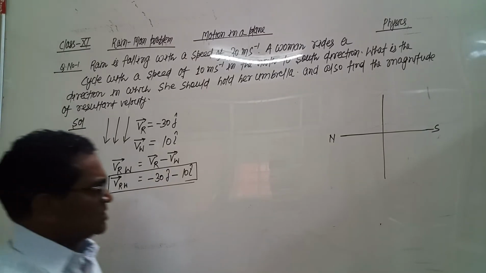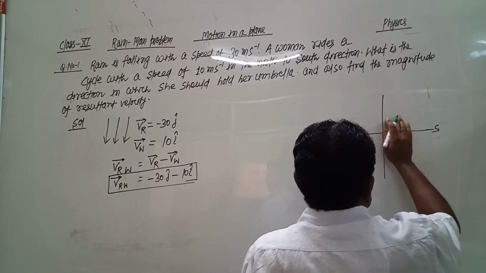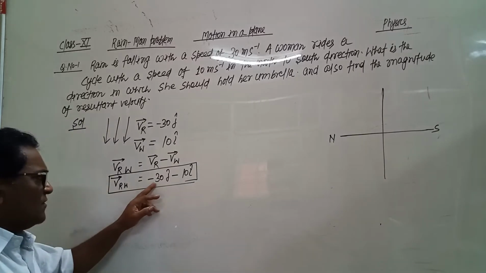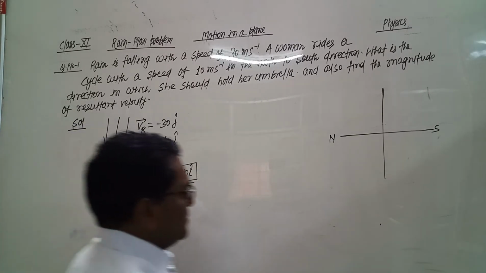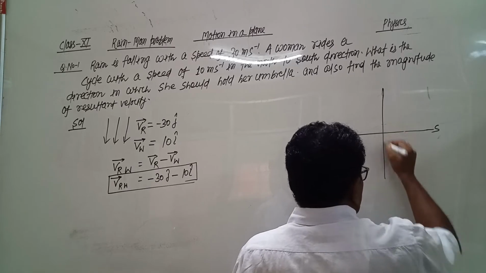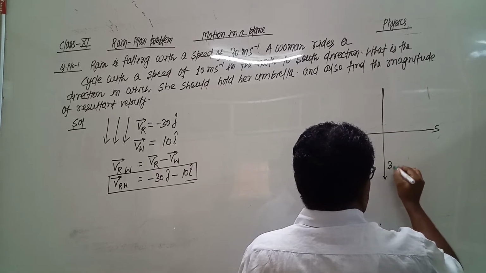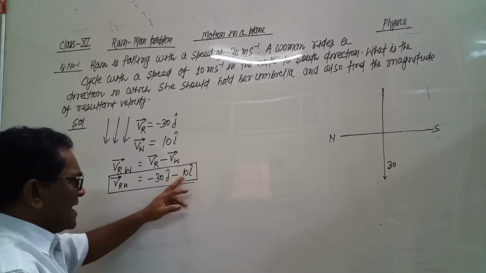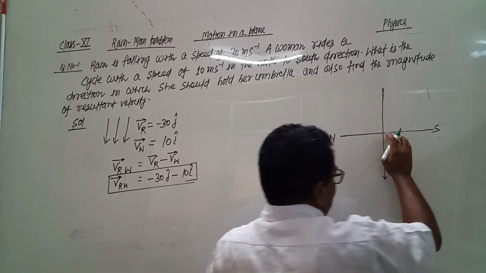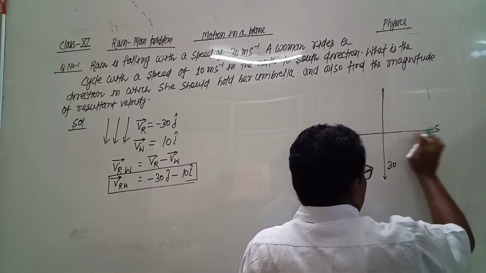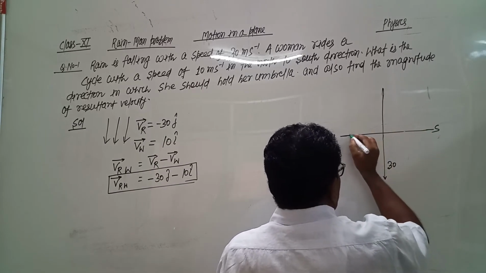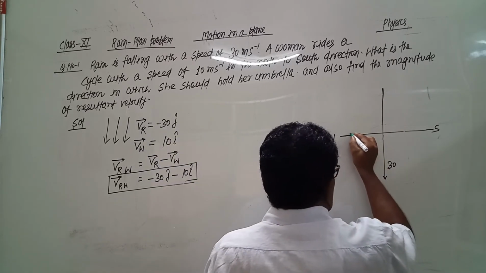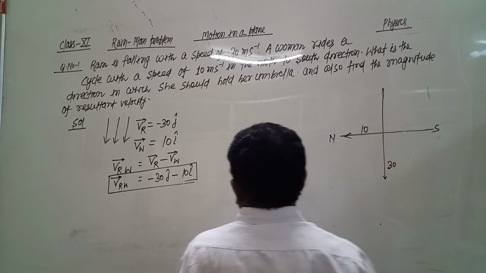Now we draw this graph on the plane. So the velocity of rain is minus 30, means in negative y-axis, this is 30. And for the woman, this is minus 10 i cap. If plus 10 is the direction we have taken from north to south, then minus 10 has its direction from south to north. This is 10 meter per second.